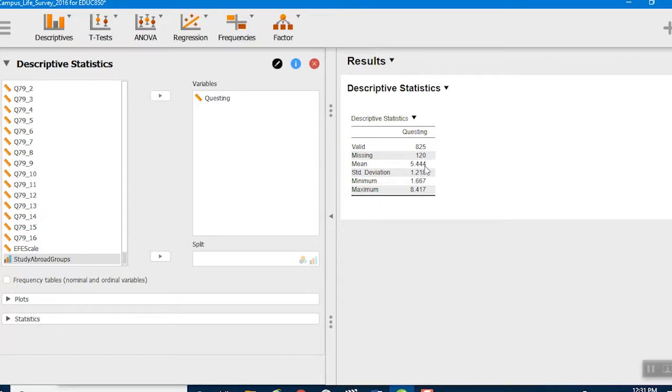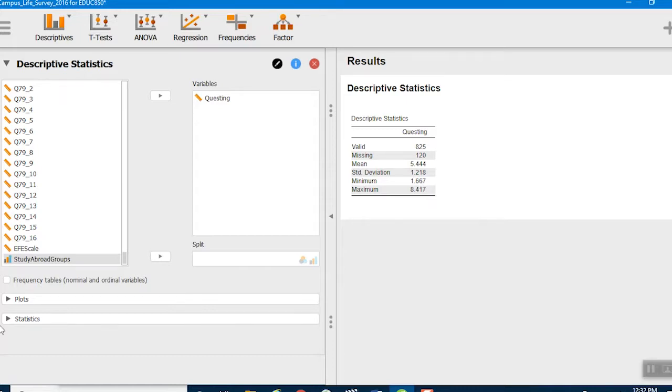Then it gives us our mean, so our average score here, and standard deviation. The standard deviation is the typical deviation from the mean, and it provides us with that information. So our measure of variability, our typical deviation from the mean, is about 1.2. Then it gives us a minimum score and a maximum score, so we get a sense of the range here. If I remember correctly, on the scale itself, 1 would be the lowest possible score, 9 would be the highest possible score.